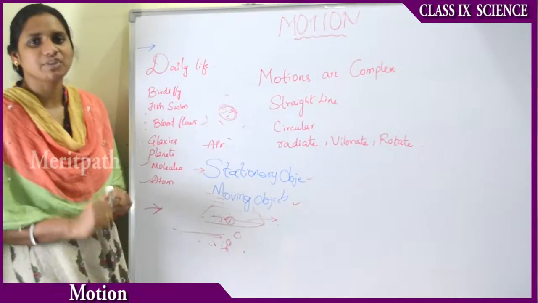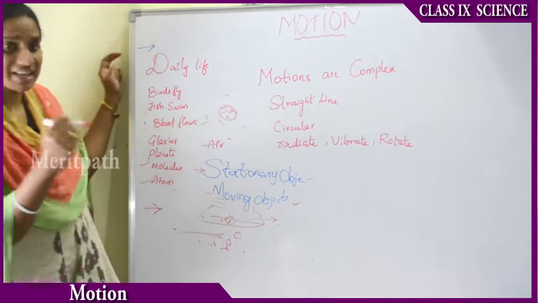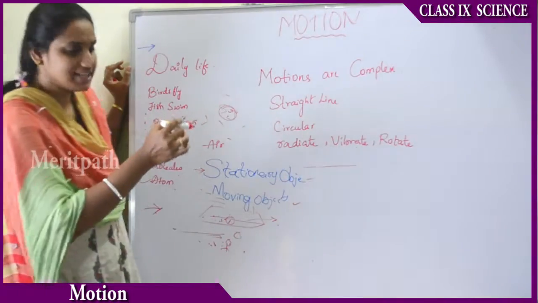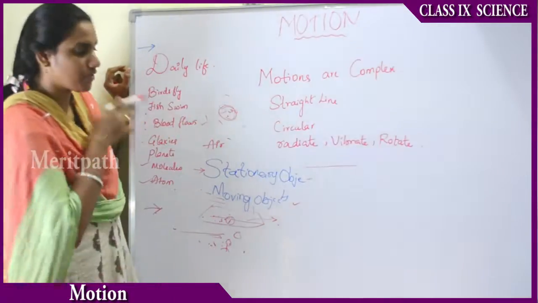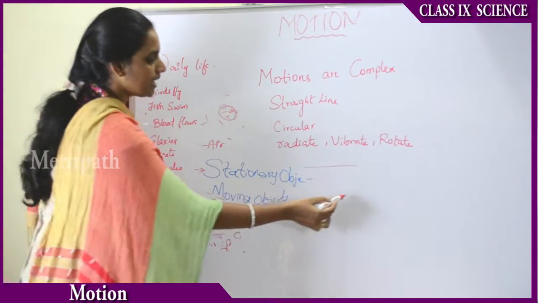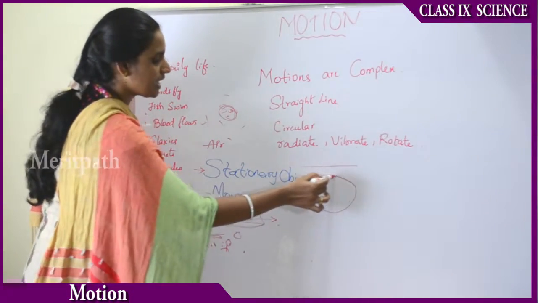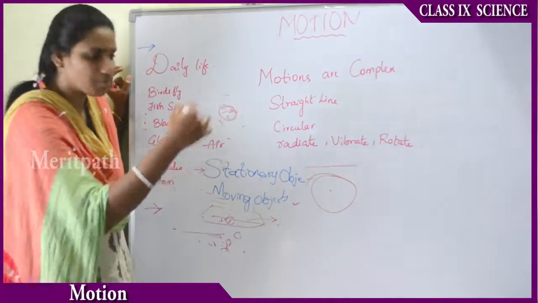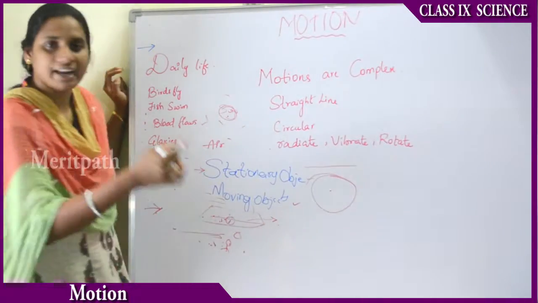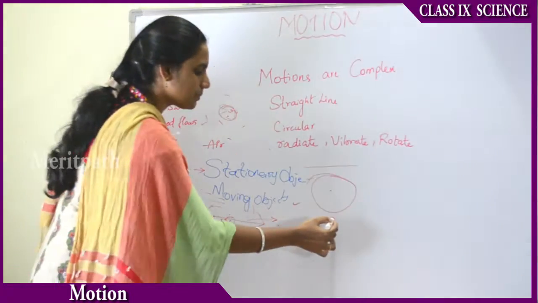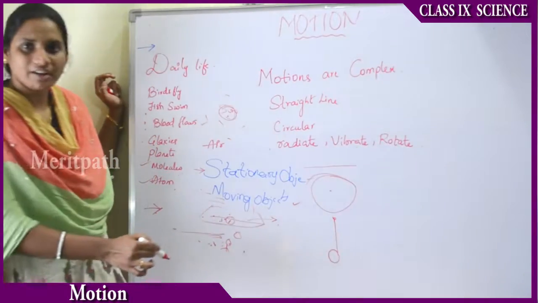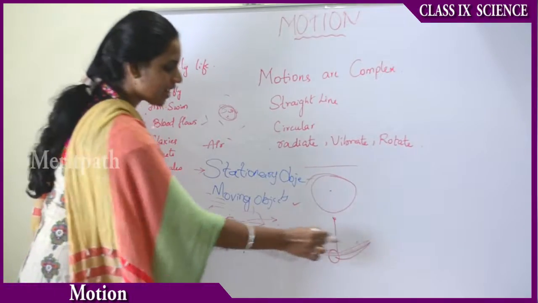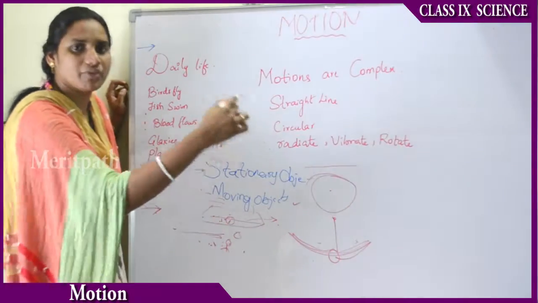Therefore, there are different types of motions. A motion can have the shape of a straight line, that is, it flows in a straight or forward direction, and it can be circular. For example, let us take the sun and planets. The planets revolve around the sun in circular motion. And there are also vibrating and rotating motions. For example, take the pendulum of a clock. The pendulum will be moving to and fro. That is vibrating or oscillating, a to and fro motion.